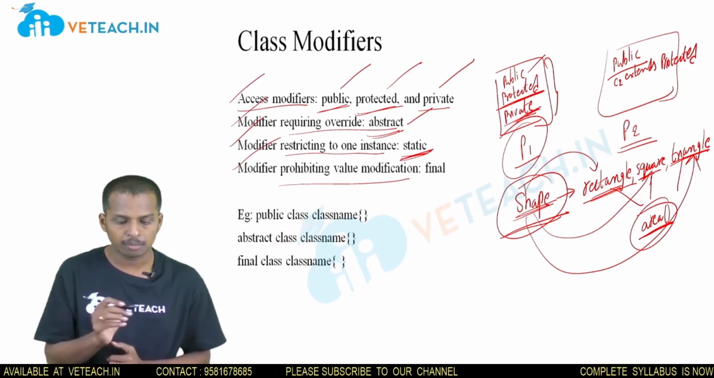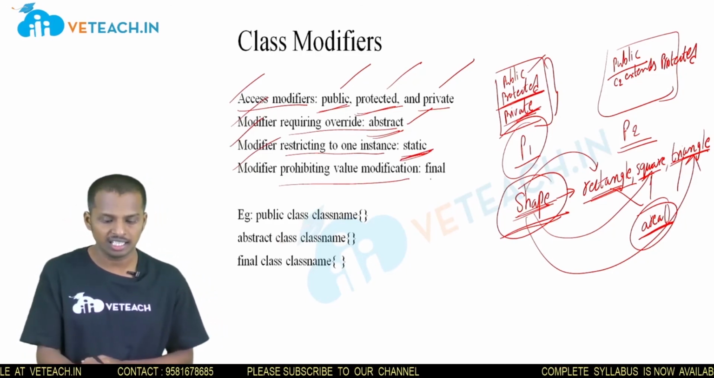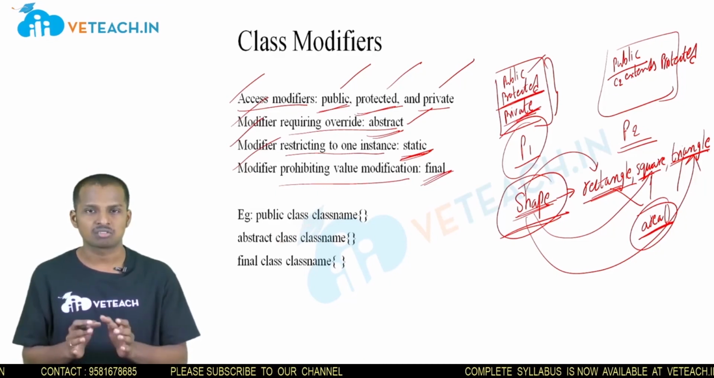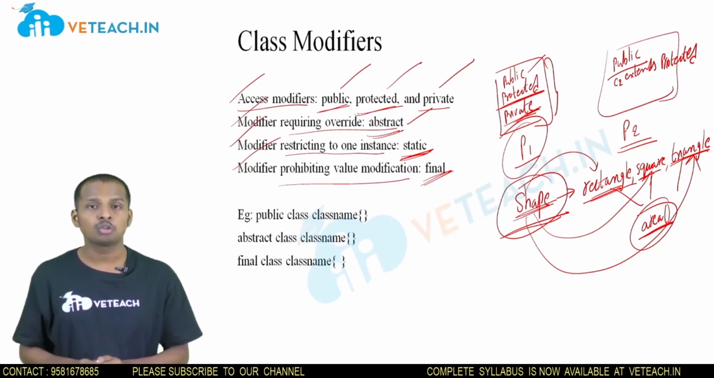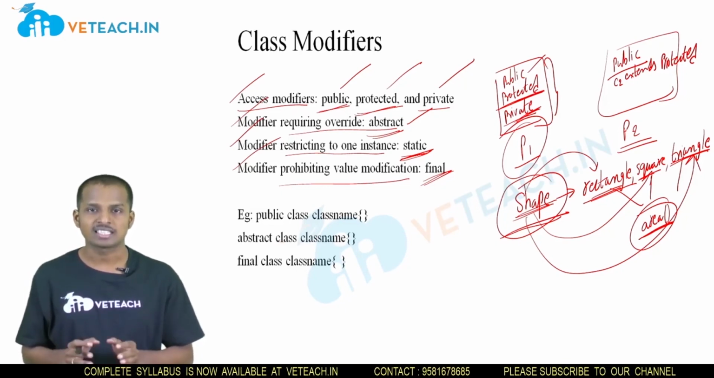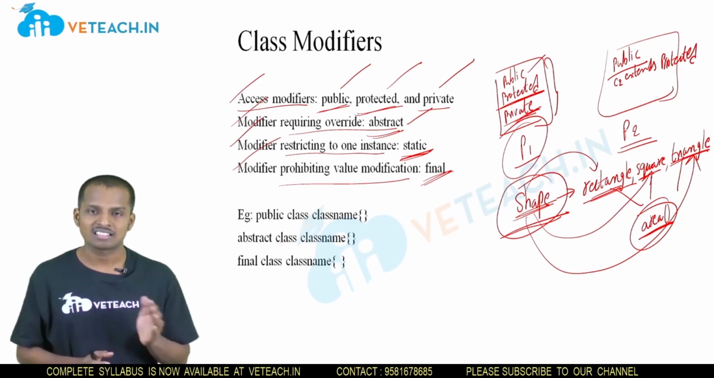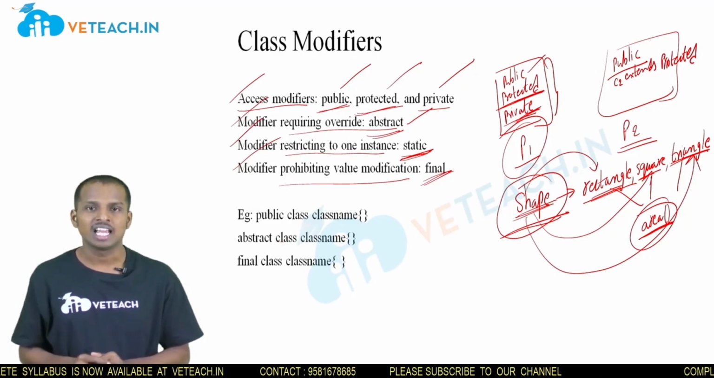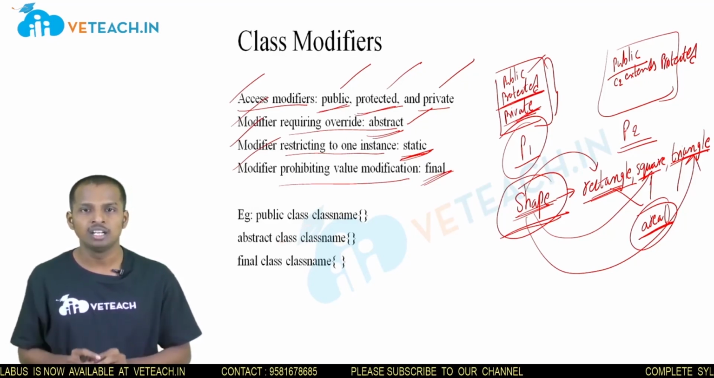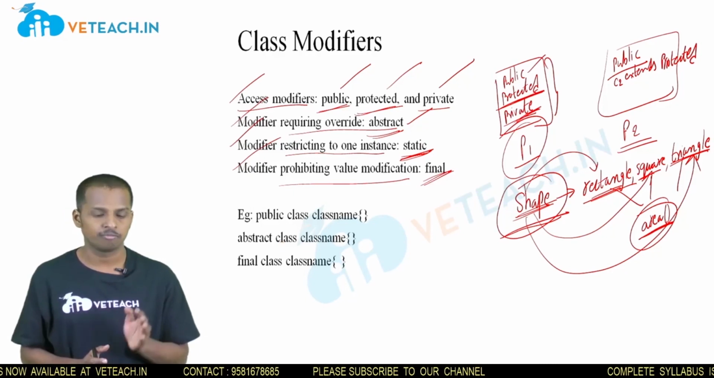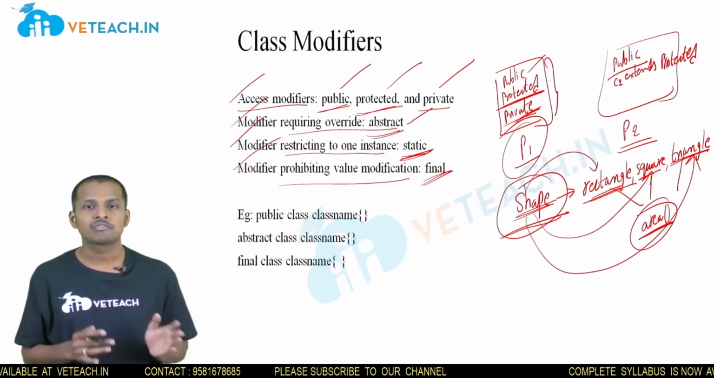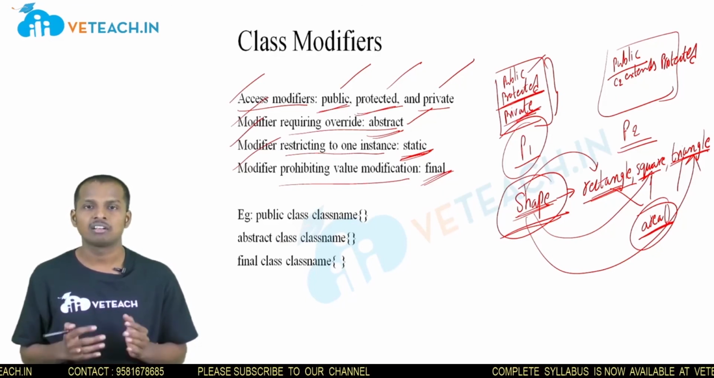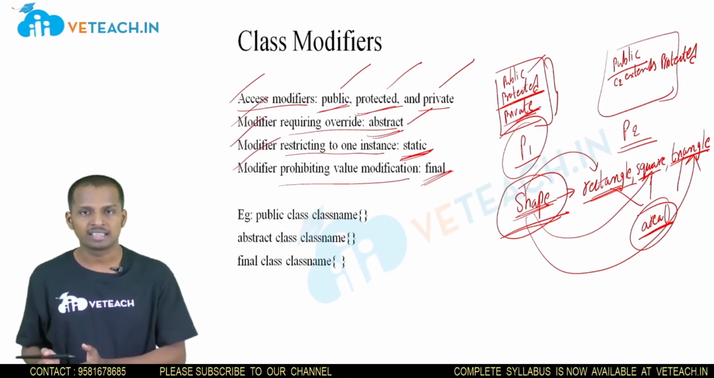Next, the modifier prohibiting value modification is final. By default, we know the meaning of final as fixed, which cannot be changed. If I want to make my class definition fixed, before the class name, make it final. No one can change the definition of your class. If you want to fix the value of a variable, before the data type for writing that variable, just write final. If I want to make my method final so that no one can modify that method, I will write final, space, return type, space, method name.